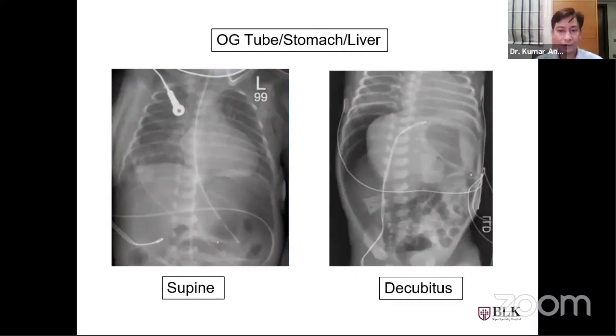The second thing, we should also look at the position of the orogastric tube. The orogastric tube should lie along the greater curvature of the stomach. If it is going vertically, especially in extreme preterm infants and a sick patient, it can cause damage to the stomach and sometimes can lead to perforation of the stomach. So by looking at this, sometimes we can also diagnose an air leak in the abdominal area.